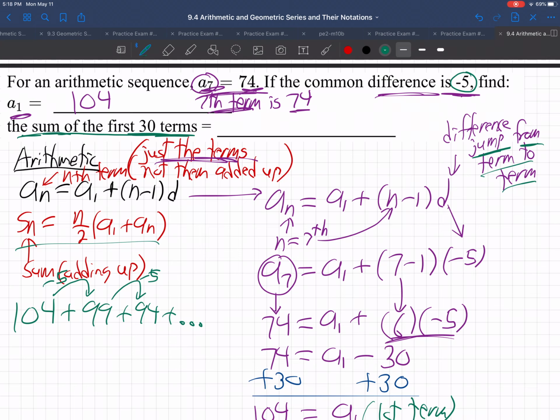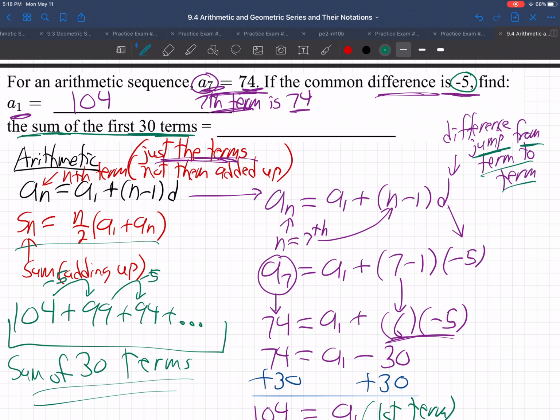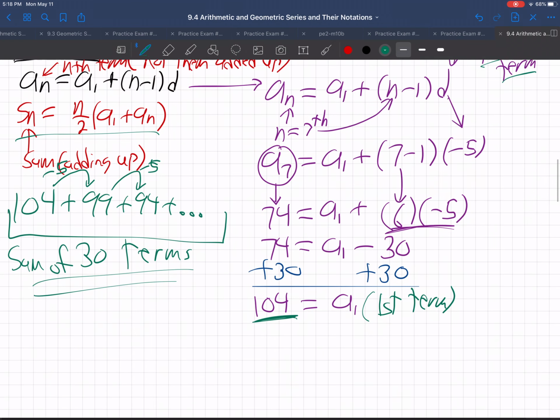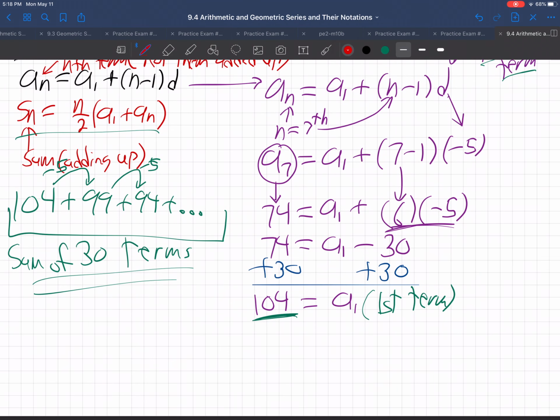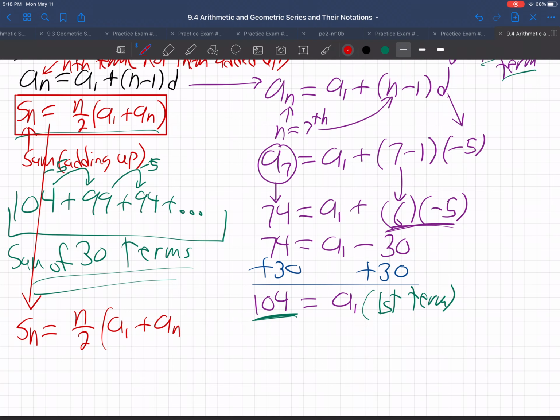So we're adding them up, and we have how many? 30 terms. Find the sum of 30 terms. That's what they're asking us right here, the sum of the first 30 terms. So how do we do that? Well, now we're going to use that sum formula. Let's grab this sum formula and bring it down. So S sub n is going to equal n over 2 times a1 plus an.